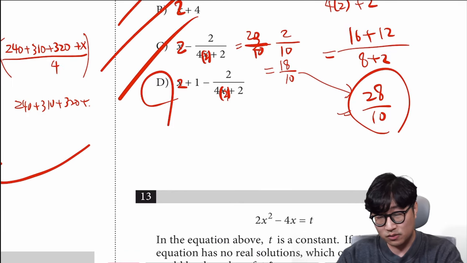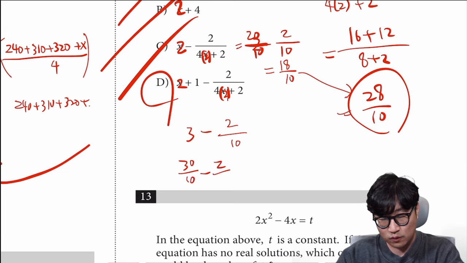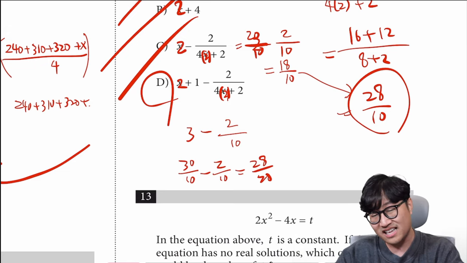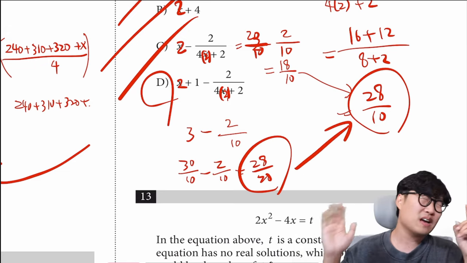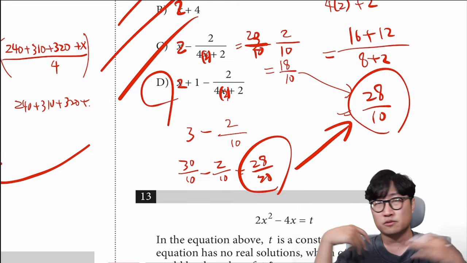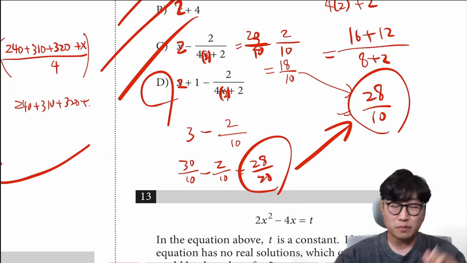But if you want to check, then this is what you can do. 3 minus 2 over 10. So that'll be 30 over 10 minus 2 over 10, which gives you 28 over 10, which exactly matches what I get. So you don't have to do synthetic or long division. You can just plug in a number and just figure out whichever one matches.